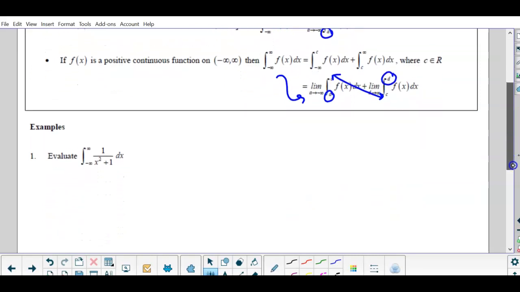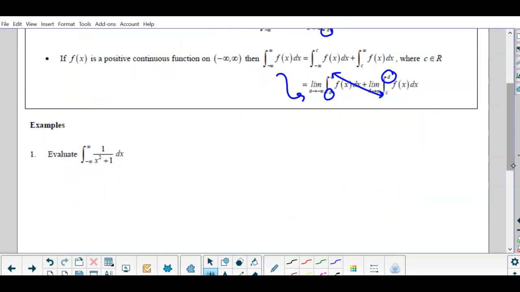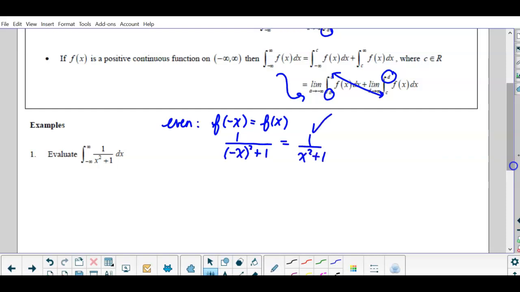If you know that it's symmetrical, then you can simplify it a little bit, actually. So this one here, remember, if a function is even, then f of negative x will equal f of x. So if you take a look here, 1 over negative x squared plus 1 is equal to 1 over x squared plus 1. So that means it is an even function. It's symmetrical about the y-axis.